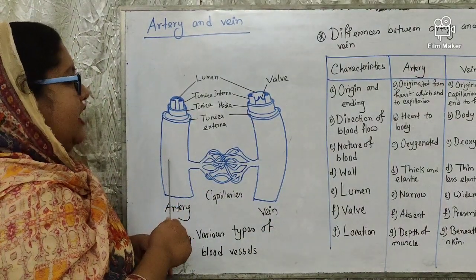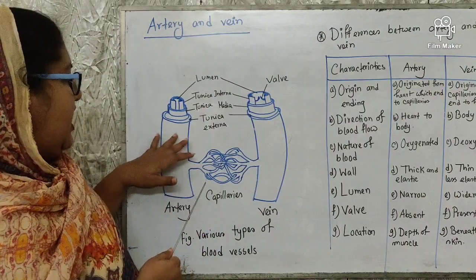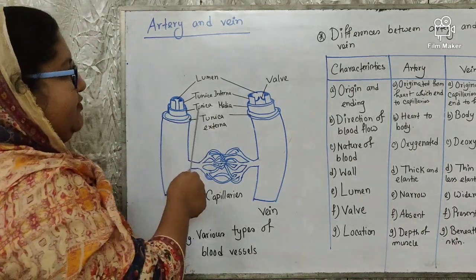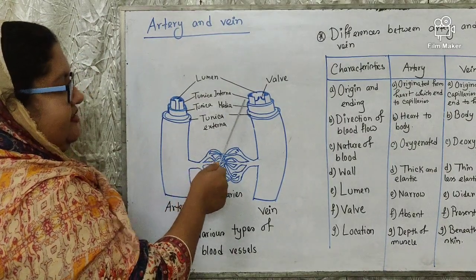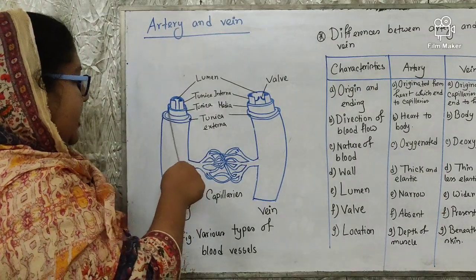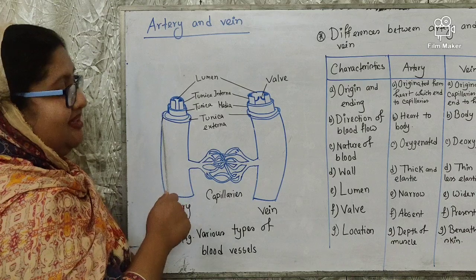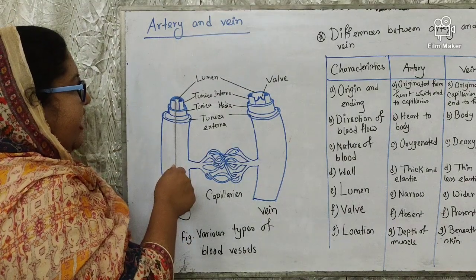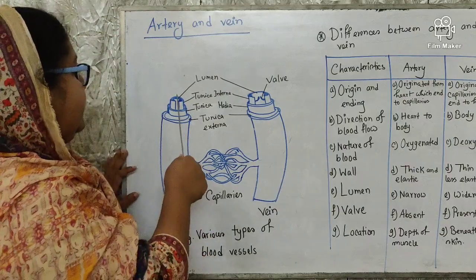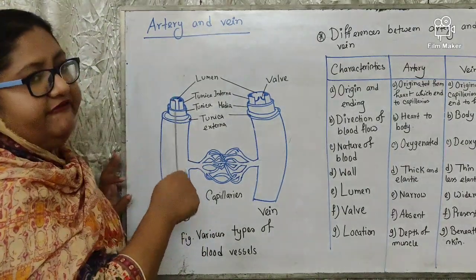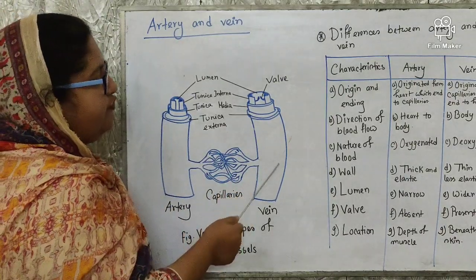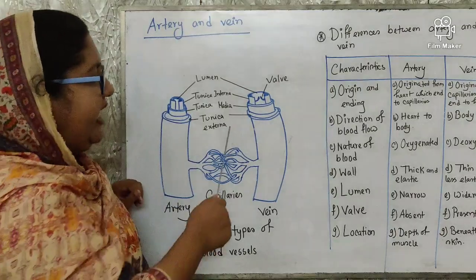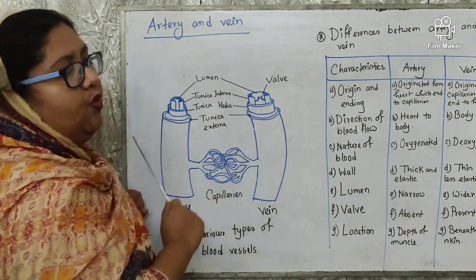Now, the structure of artery and vein. Both artery and vein consist of three layers. The outermost layer is tunica externa, the middle layer is known as tunica media, and the innermost layer is known as tunica interna. But the wall of the artery is thick and the wall of the vein is thin. In case of artery, the wall is thick, that is why the passage or lumen through which the blood flows is narrow. In case of vein, the wall is thin, that is why the passage through which the blood flows is wider.